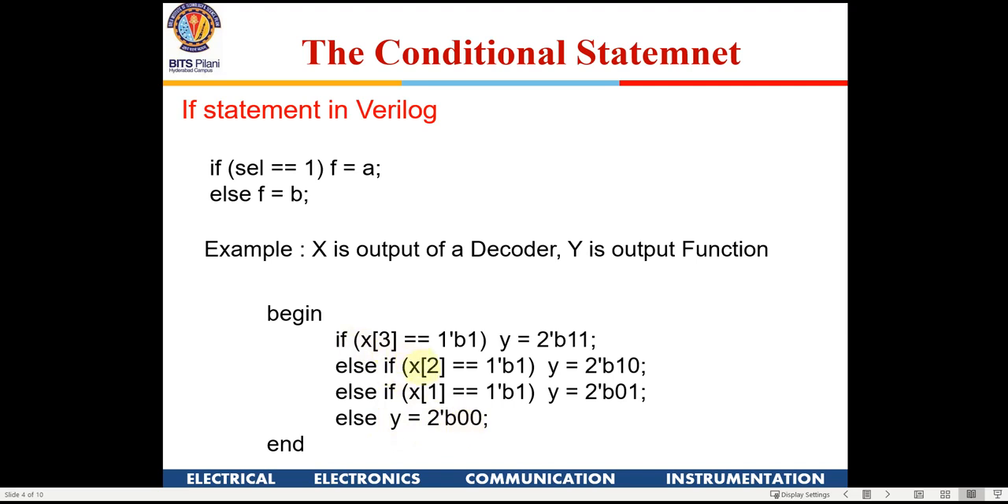With 4 bits there are 16 possible values, but since this is a decoder output, only 4 combinations are possible in the values of X. This is how we use else if statements. This is just an arbitrary example to show how if, else if and else statements can be used together for generating various conditions. So this is the syntax, and I just wanted to explain the syntax here.